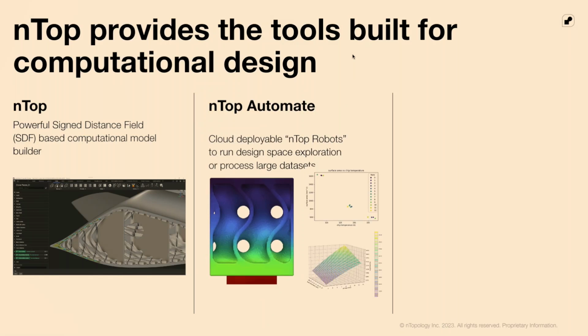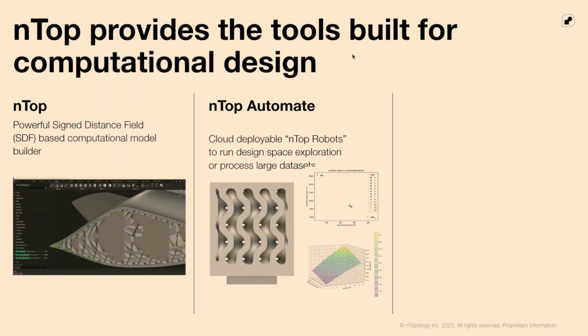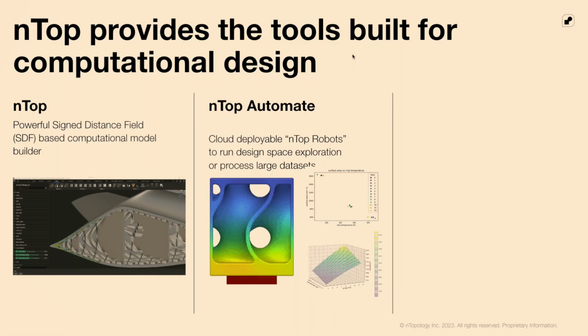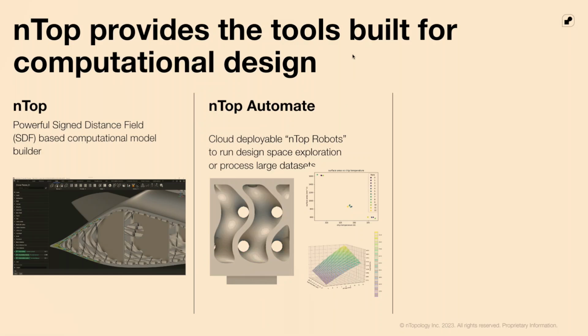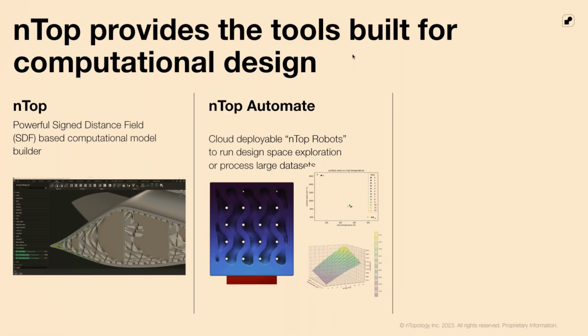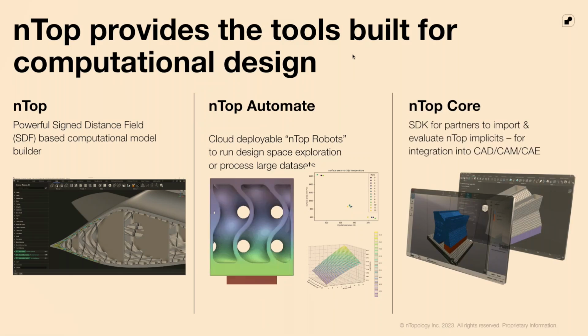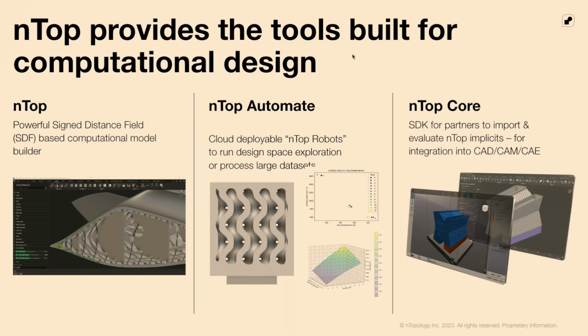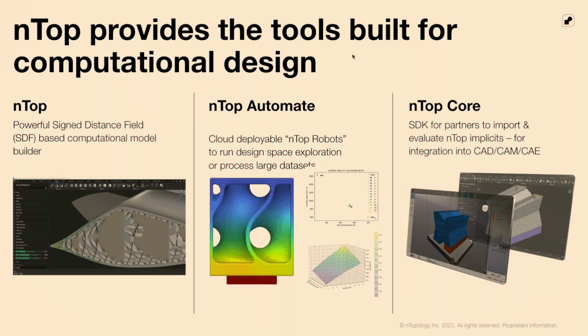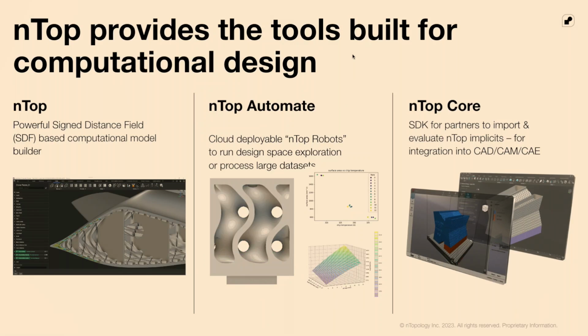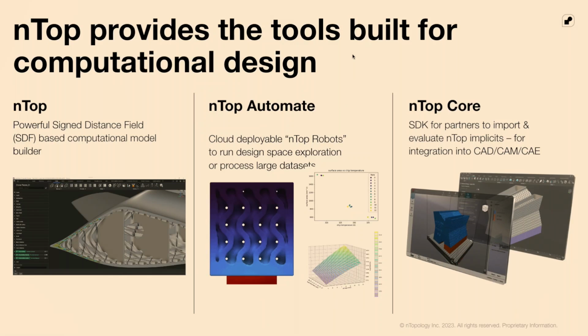Second, we have a product, nTop Automate. You could think of nTop Automate as like nTop robots that are cloud deployable to process and run these models for you to create the results. And then lastly, we have a product called nTop Core. nTop Core is for our partners to integrate the implicit model into their design ecosystem.